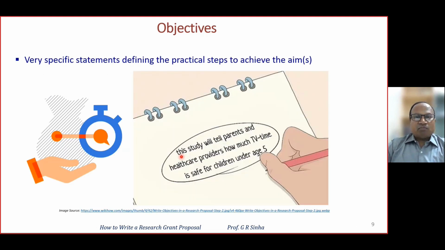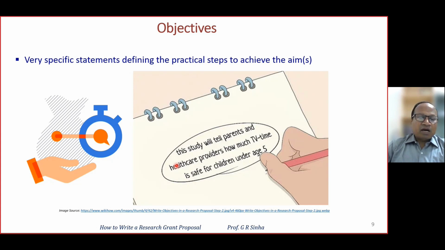Objectives, as I mentioned, are very important specific statements which define the practical steps to achieve the aim of the work. Like this is one example: the study will tell the parents and healthcare providers how much TV time is safe for children under age 5. You can say, to plan or to study the impact of TV time in the healthcare for children below age 5. So the objective must be very, very specific. It should not be a broad, generic statement.